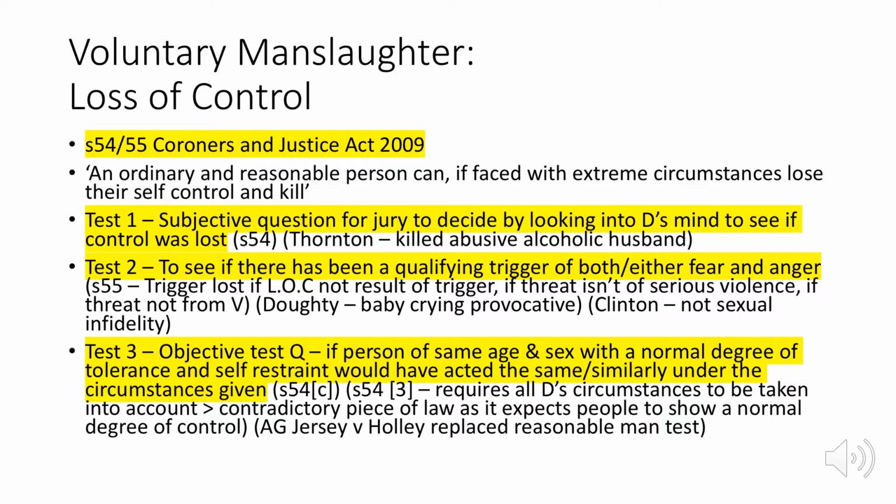Now test 3, you've got objective test. Now if a person of the same age and sex with a normal degree of tolerance and self-restraint would have acted the same or similarly under the circumstances given. Section 54(3) requires all these circumstances to be taken into account. This is a contradictory piece of law as it expects people to show a normal degree of control. AG for Jersey v Holley replaced the reasonable man test.